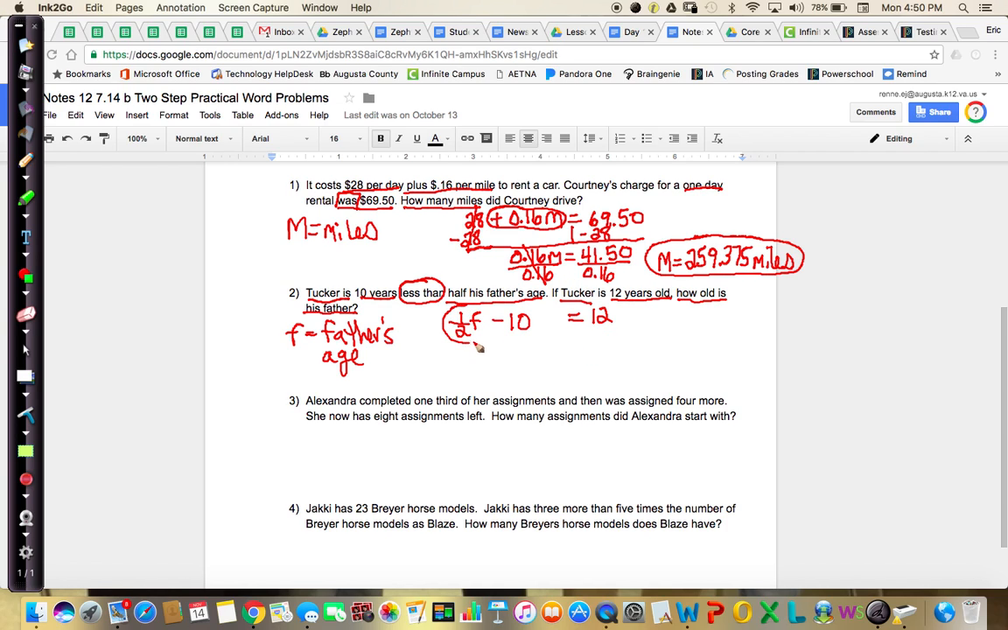Now circle your variable and draw your t. The opposite of subtracting 10 is adding 10.